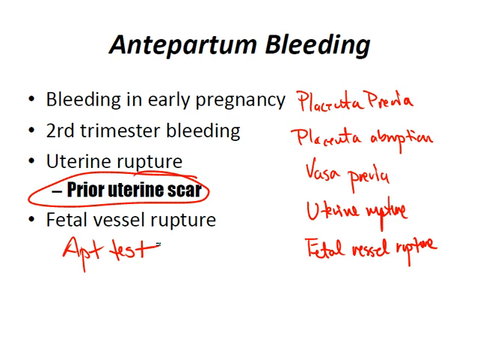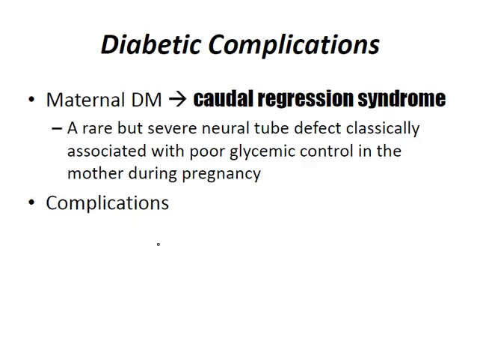All right, very good. So we're moving on to diabetic complications. A lot to talk about here. Diabetic complications. So, maternal diabetes can cause something called caudal regression syndrome. Caudal regression syndrome is a rare but severe neural tube defect classically associated with poor glycemic control in a mother during pregnancy.